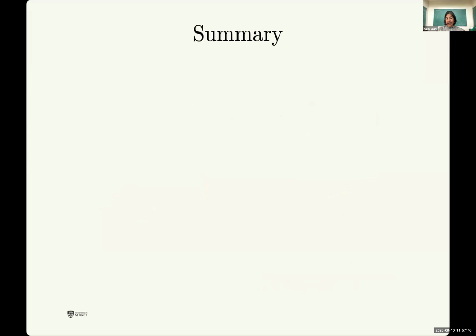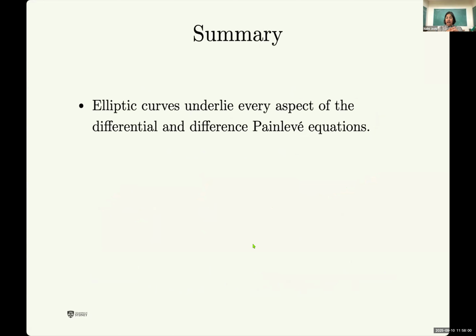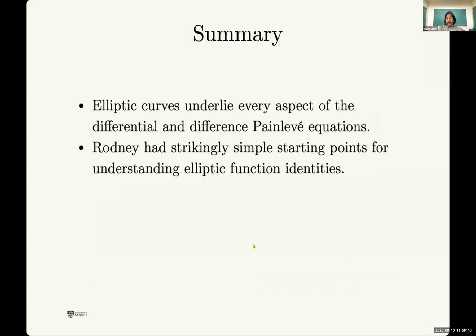So let me come to an end now. I've given you a story that I hope shows you how the differential Painlevé and the discrete Painlevé might rely on elliptic curves. In fact, they underlie, in my view, every aspect of these equations, and there is still more to be discovered about that connection. And Rodney had a huge influence because he had strikingly simple starting points for understanding elliptic functions and elliptic function identities.